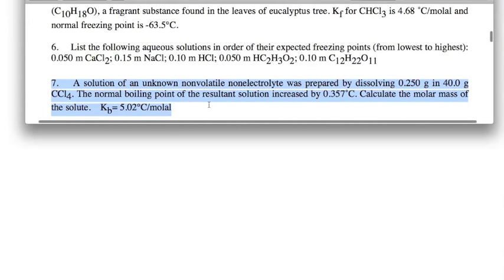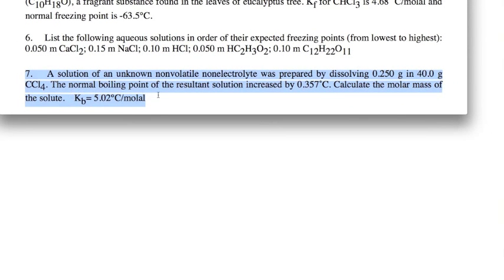So let's start with number 7 here. Try problem 7. A solution of an unknown non-volatile non-electrolyte was prepared by dissolving 0.250 grams in 40 grams of CCl4. The normal boiling point of the resultant solution is increased by 0.257 degrees Celsius. Calculate the molar mass of the solute.